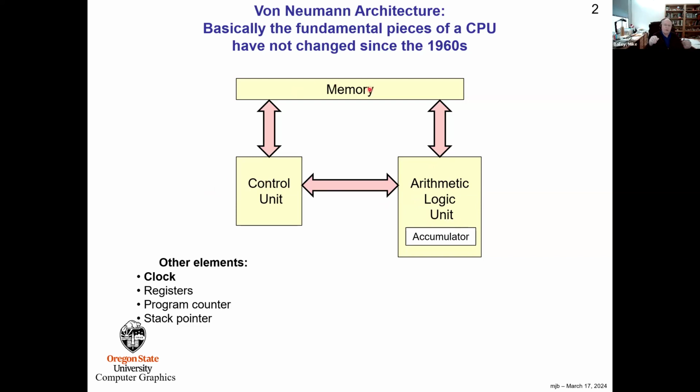And memory had two purposes. It kept data values and it kept the program, the machine code for the program. Also, there was a system clock. Nowadays, there's registers, lots of them instead of one or two accumulators, and a stack pointer. We'll talk about all of these.